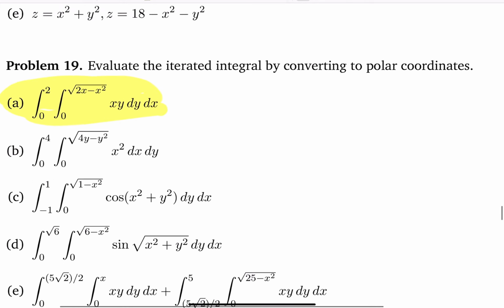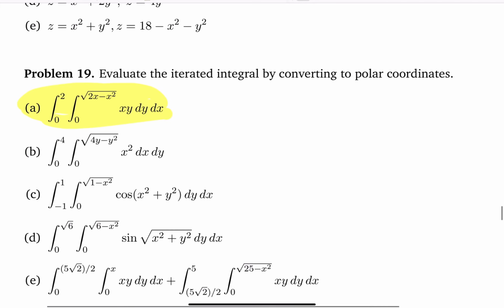Okay, guys, let's do question number 19 on the review packet. Number 19.8. You have this one. So here you see the dy. The variation of y then has to be 0 and this one.